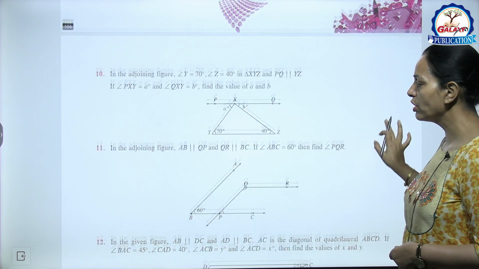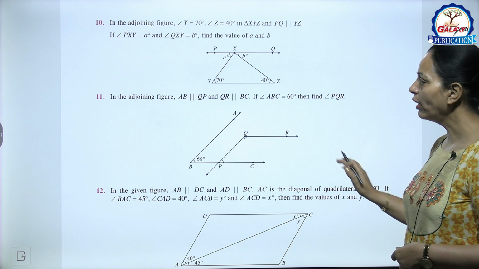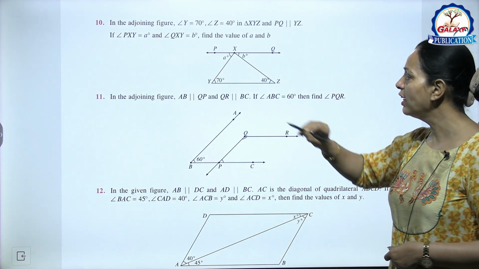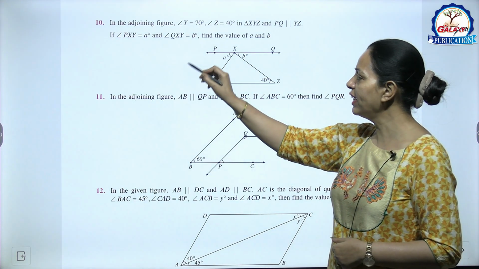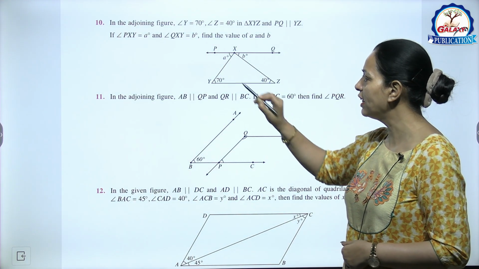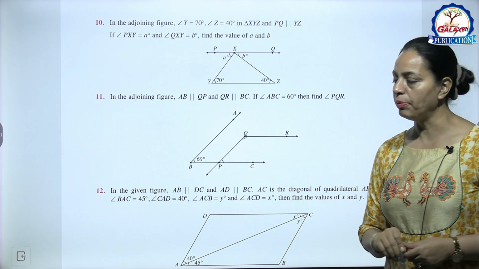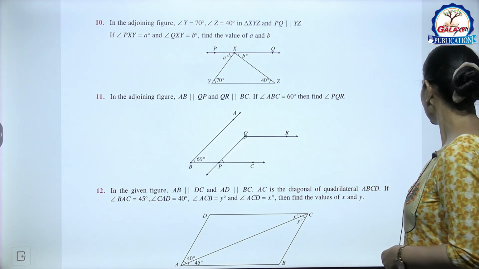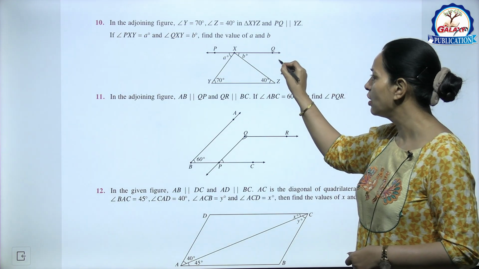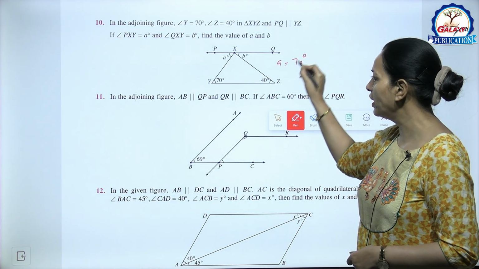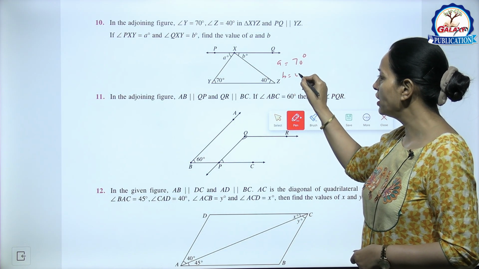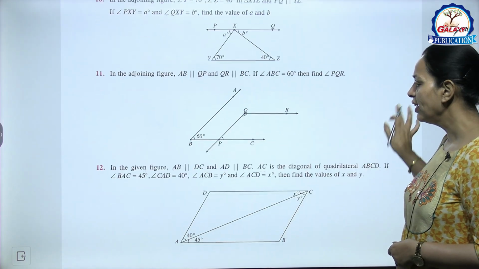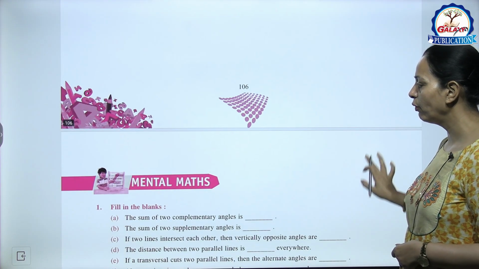Now 9th question you can try on your own. See the 10th one. In this figure, angle Y is 70 degrees, angle Z is 40 degrees. If angle PXY is A degrees and angle QXZ is B degrees, find the value of A and B. So we can see A and 70 degrees, these are alternate interior angles. So A equals 70 degrees and B equals 40 degrees, alternate interior angles, right? Similarly, you can try 11th and 12th question.